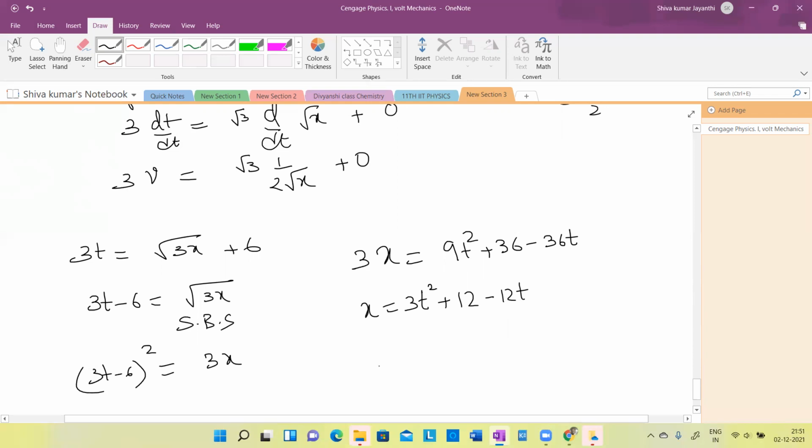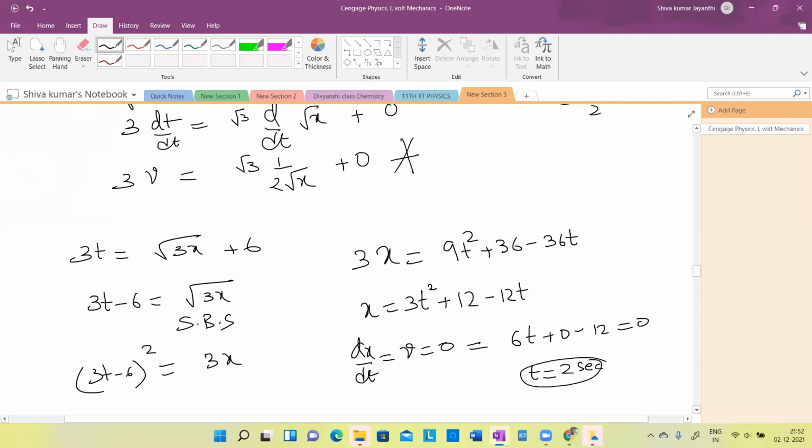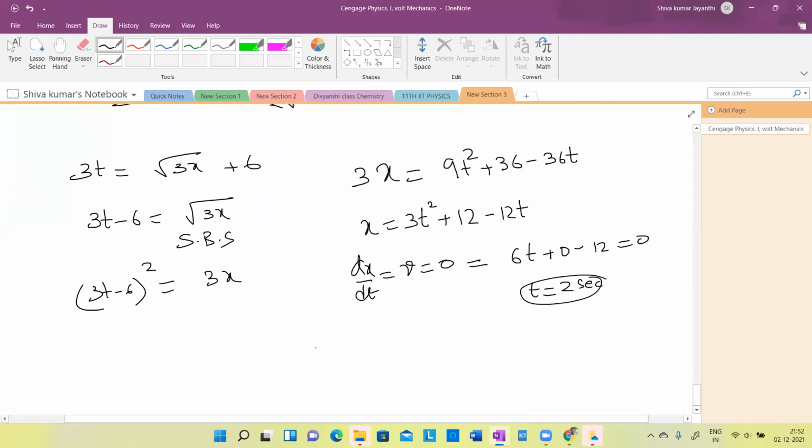Now use this equation and differentiate dx by dt. That's only a velocity. This you are to equate to 0. What are you going to get? What is the derivative of 3t square? 6t plus 0 minus 12 equal to 0. What is t? Quite obviously it is 2 seconds. Yes or no? This we cannot arrive at from here. So this is not going to help us by just seeing the equation. You can't just start doing the differentiation. So that is why, for you to understand that, I'm doing all this. Understood that? So we got the time.